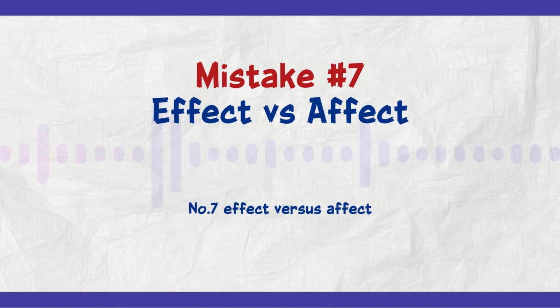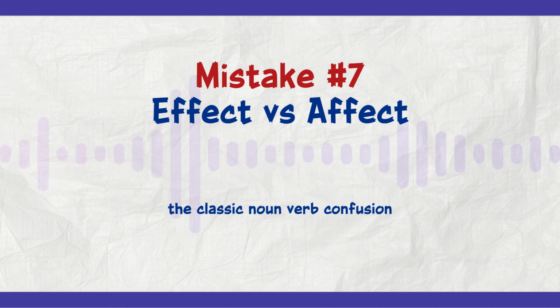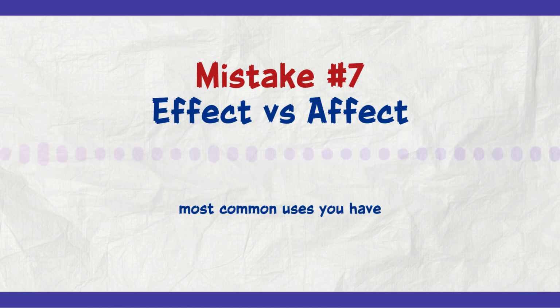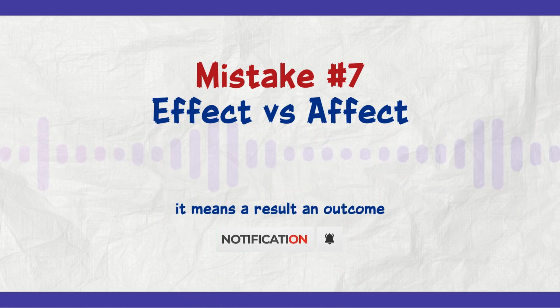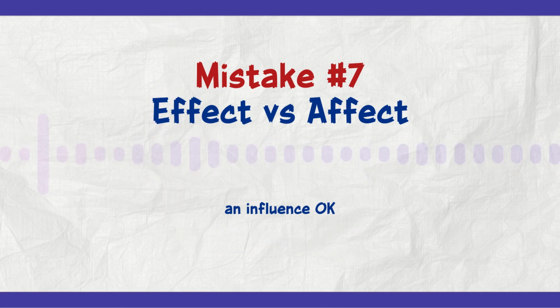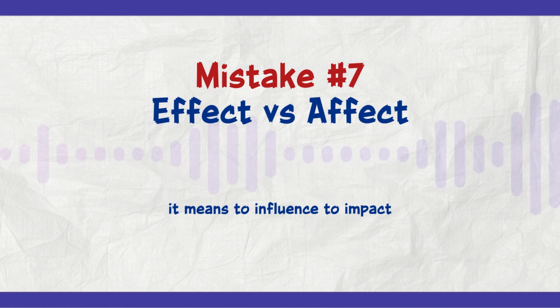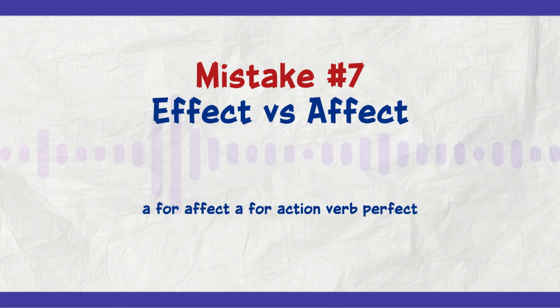Number 7, effect versus affect. E versus A. The classic noun-verb confusion. Generally speaking, and this covers most situations, most common uses, effect with an E is usually a noun. It means a result, an outcome, an influence. E for effect, E for end result. Nice mnemonic. And affect with an A is usually a verb. It means to influence, to impact, to produce a change in something. A for affect, A for action.